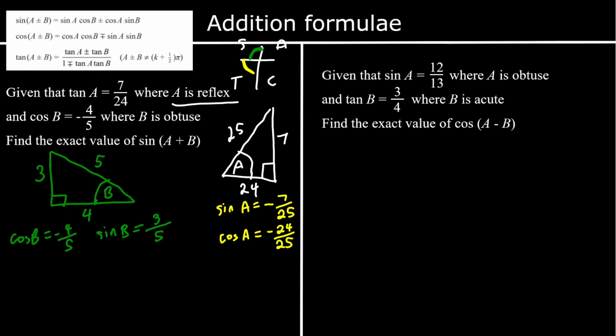So to work out sine(A plus B), we use our sine(A plus B) formula. So sine(A plus B) is sine A cos B, which is negative 7/25 times negative 4/5, plus cos A sine B, which is negative 24/25 times 3/5. And I'm just going to type this into the calculator.